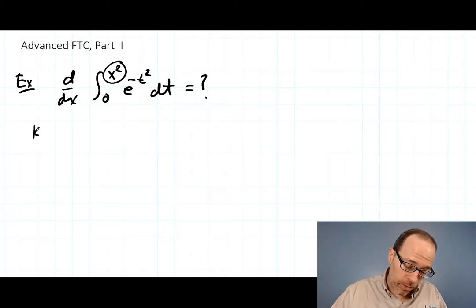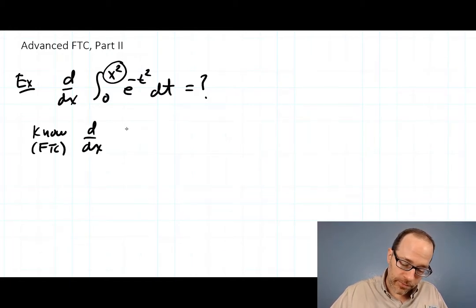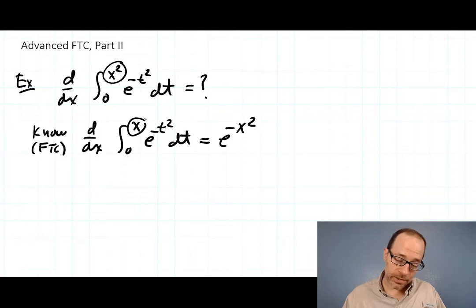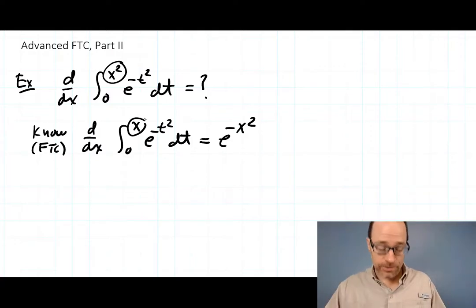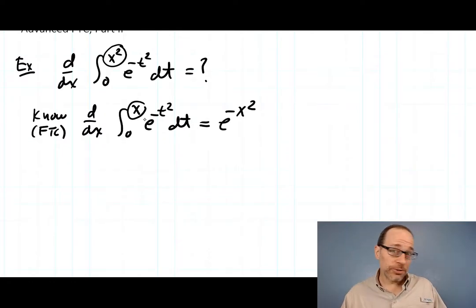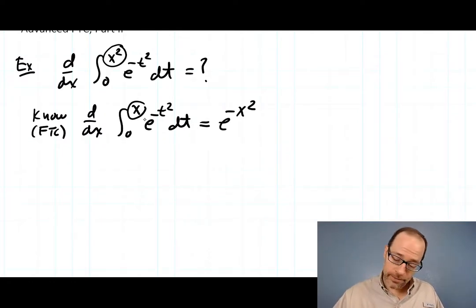We know by the fundamental theorem, part 2, that the derivative of the integral from 0 to x of e to the minus t squared dt is e to the minus x squared. So the x, no problem, but the x squared, we don't know how to do that just with the fundamental theorem. However, because we also know the chain rule, this is something we can do.